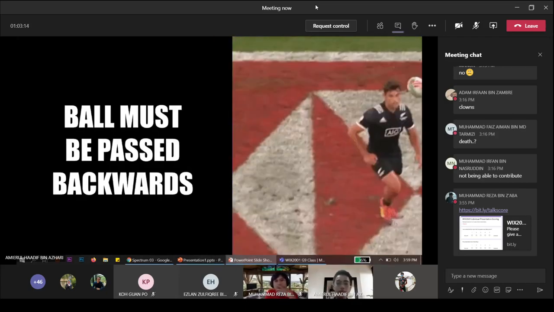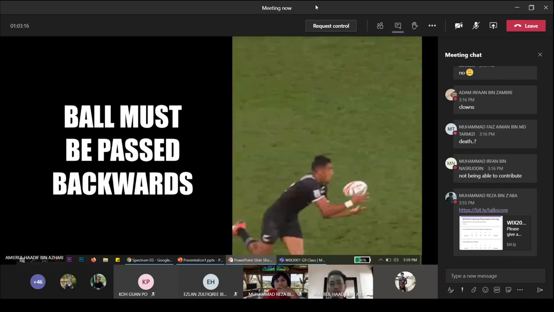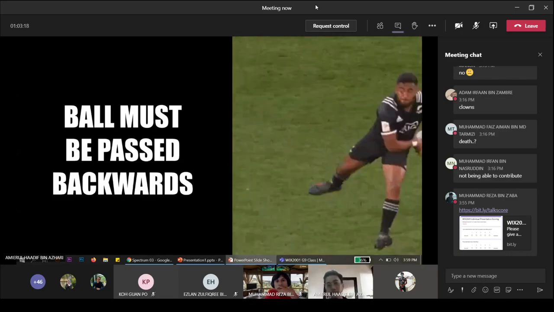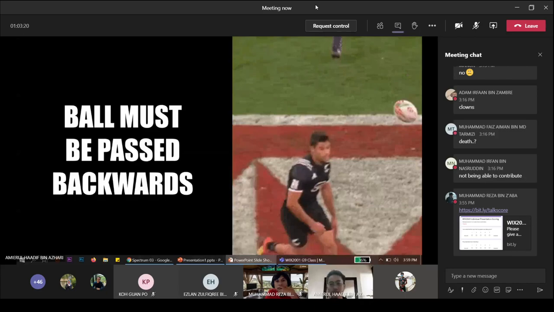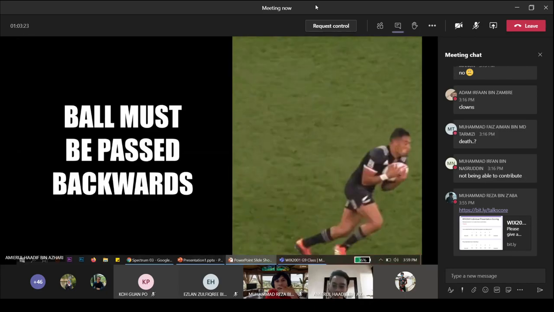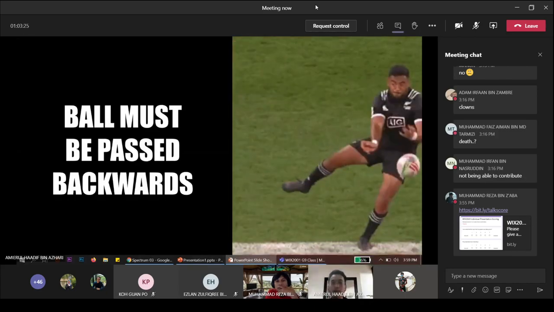In rugby, the ball must be passed backwards. You cannot pass the ball forwards. If you accidentally pass the ball forwards, the other team would get a scrum. In the next slide, I will explain more about the scrum.